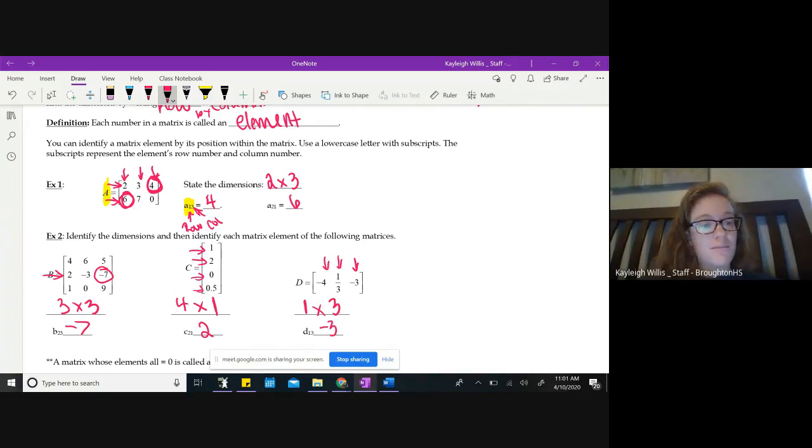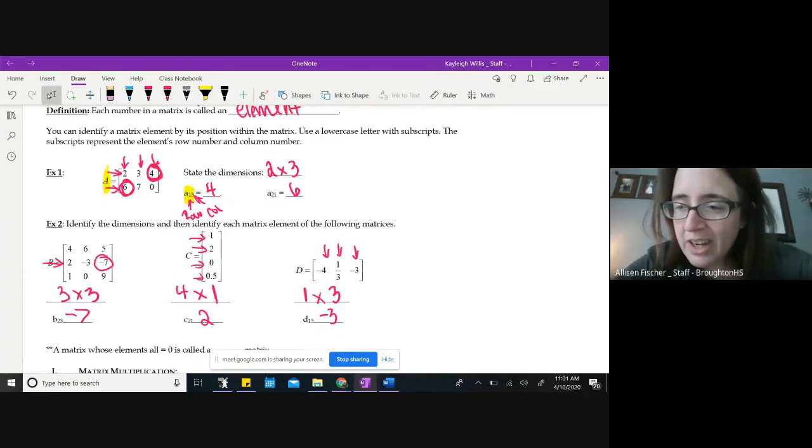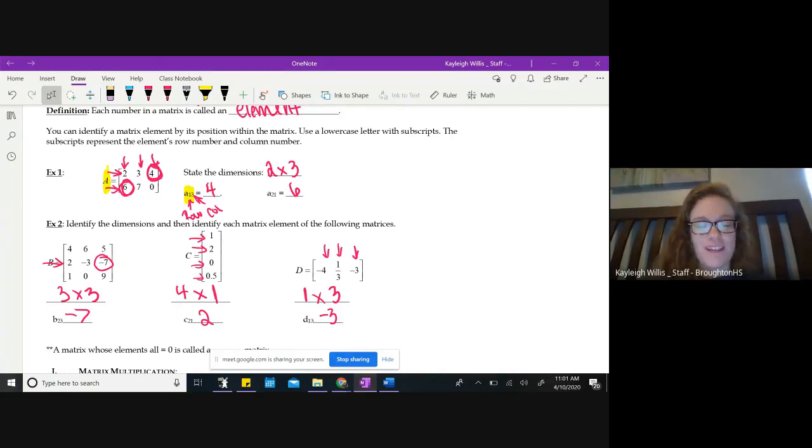Huh, do those letters always have to match? Good question, Miss Fisher. I'm like 99% sure, yes. Otherwise, we wouldn't be able to tell. If it said C13, I would have to go look at matrix C, not matrix D. So yes, they do need to match. Otherwise, you can't name that element.